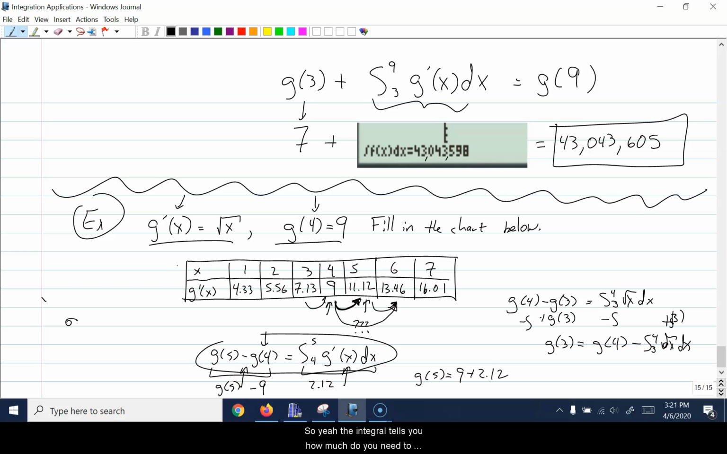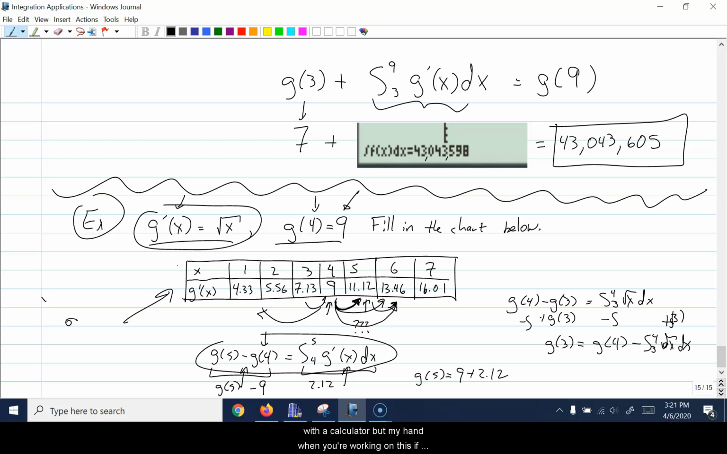So yeah, the integral tells you how much you need to add. You add that on to go to the right, and you subtract it off to go to the left. There are versions of this homework problem like this, where I give you the derivative and say, now fill in a chart of values. You need a starting value for everything else to be in reference to. There's one version in the homework where I give you a graph, and so you're calculating the integral not with a calculator but by hand.